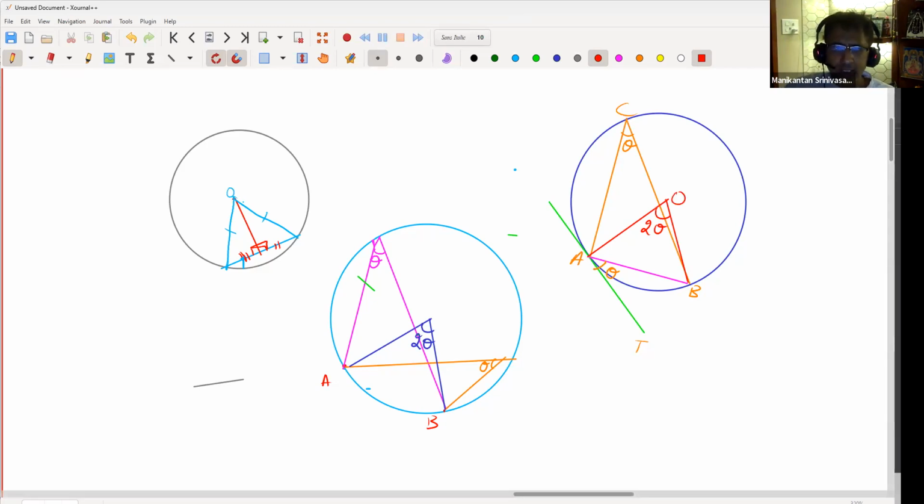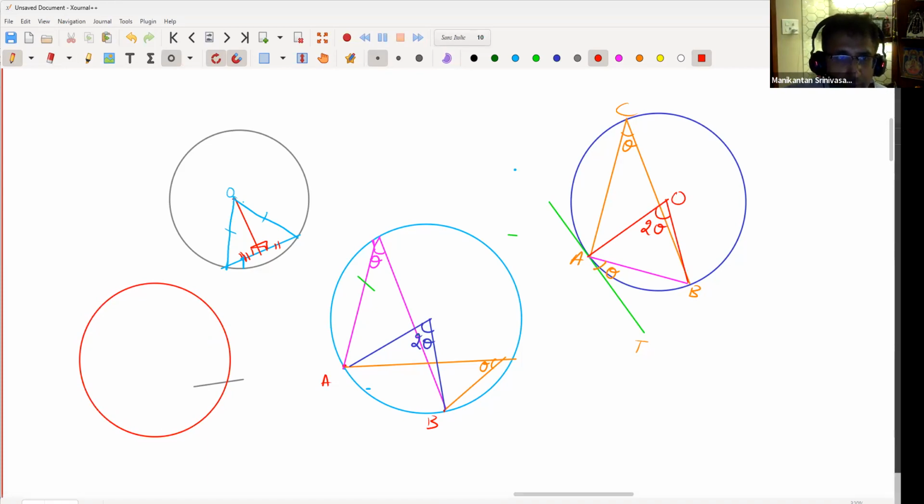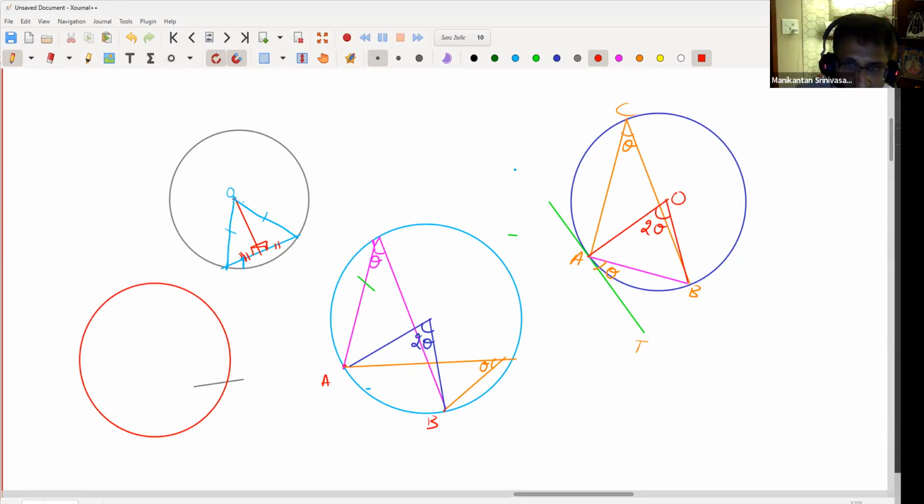Okay, so as a result of that, suppose I have a semicircle. The angle in a semicircle is 90. What do I mean by that? So if I have a semicircle, let's say this is the semicircle.